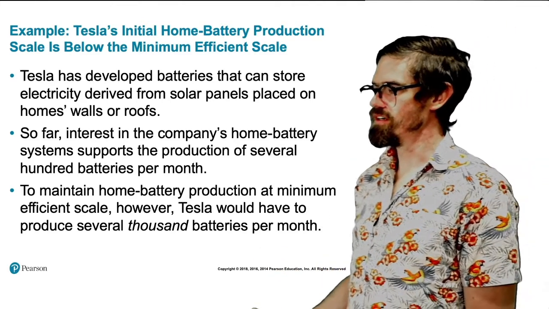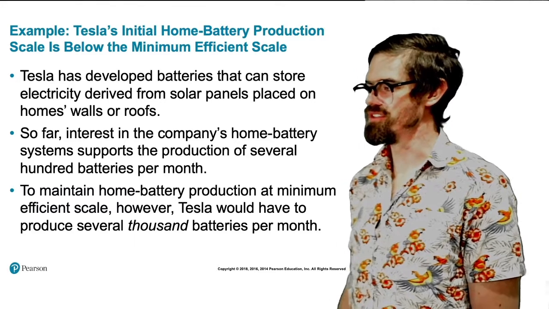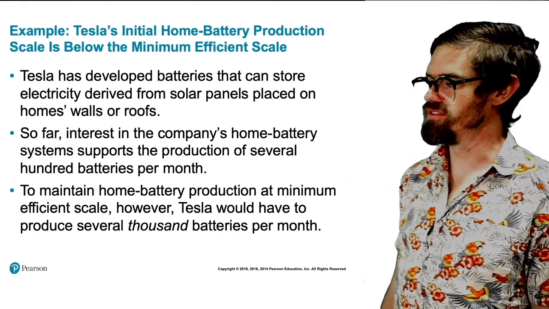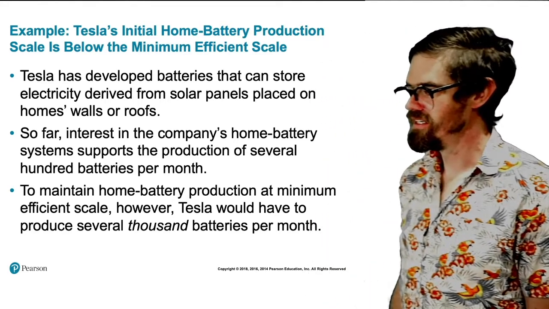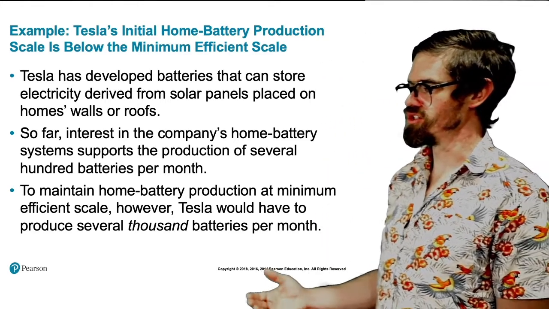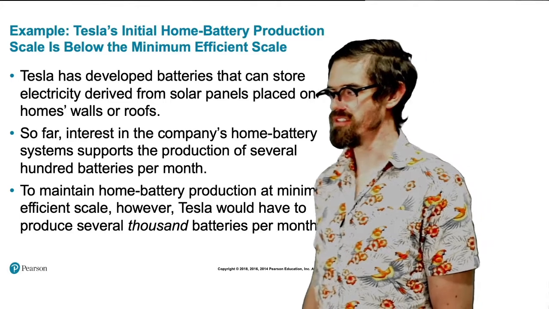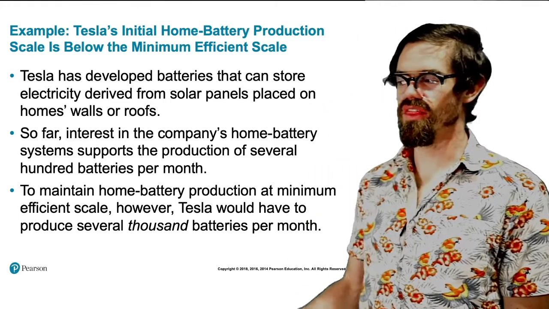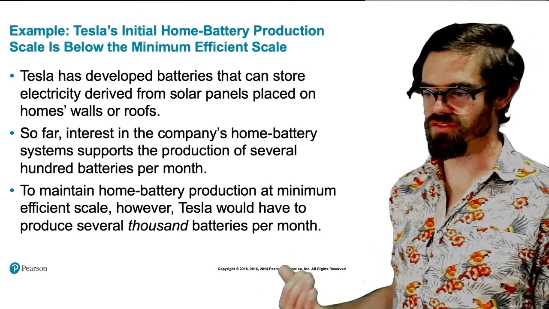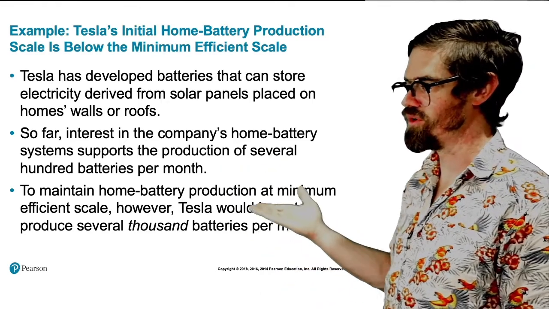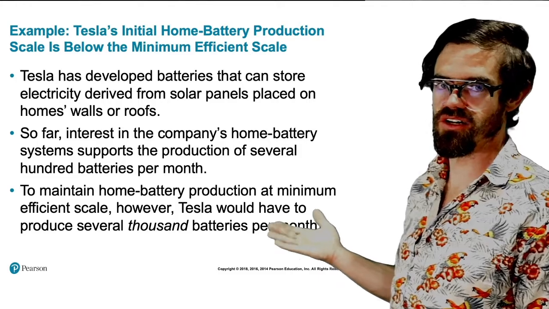Now, so far, interest in the company's home battery systems supports the production of several hundred batteries per month. But in order to maintain production at a minimum efficient scale, Tesla would have to produce thousands of these batteries per month. So the demand for these batteries is not sufficient to get it to the point where it can minimize its cost of production.